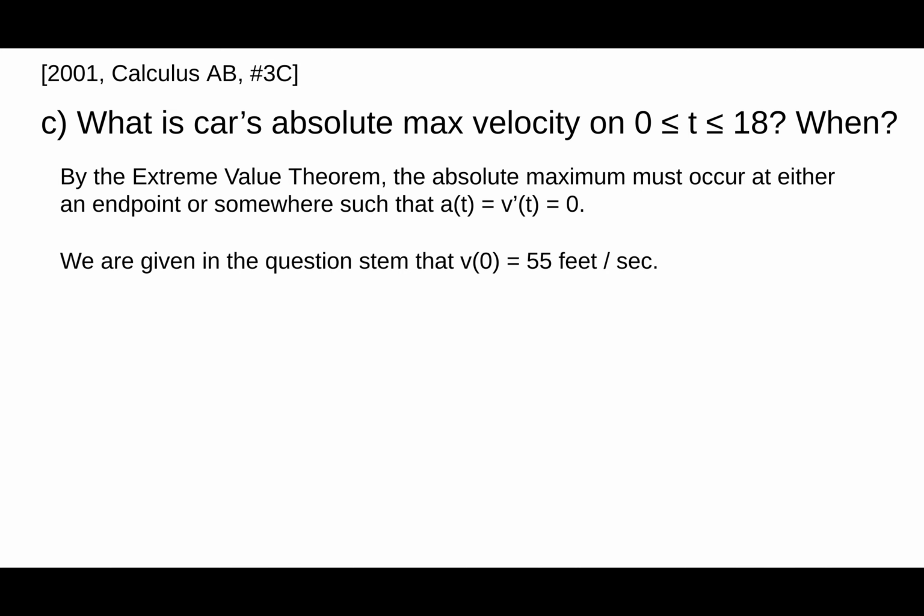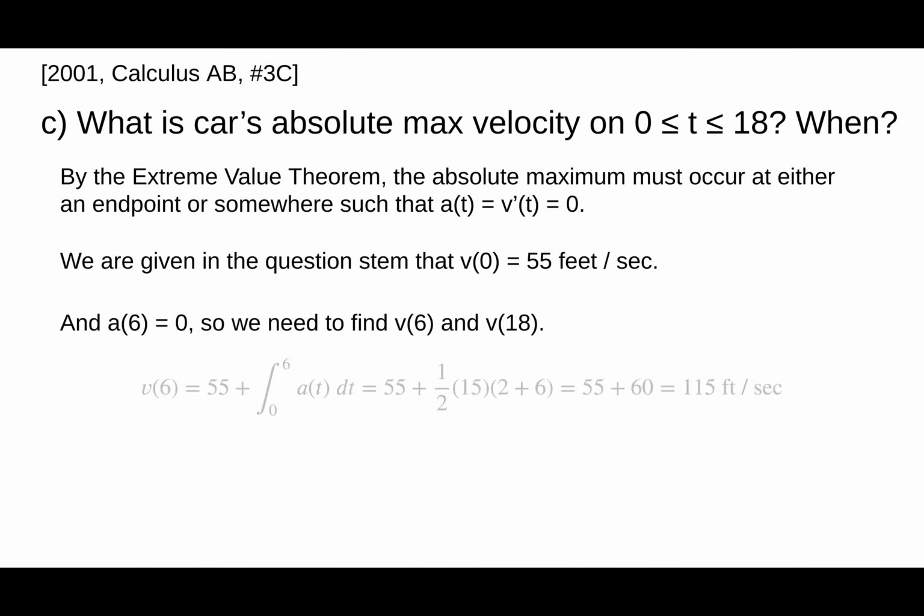We're given in the question stem that v of 0 is 55 feet per second. A of 6 is 0, right? We get that from the graph, so we need to find v of 6, and then also v of 18, since 18 is another endpoint.